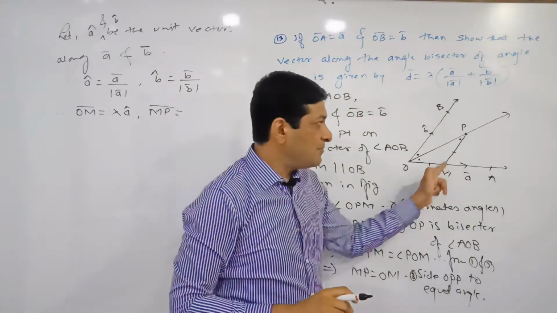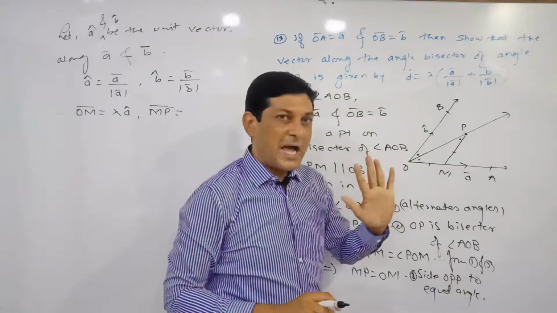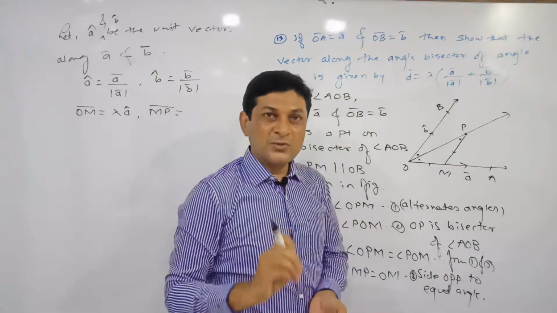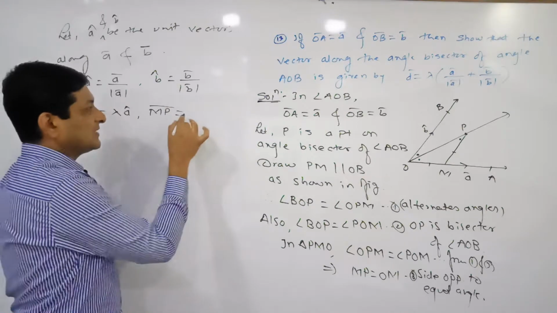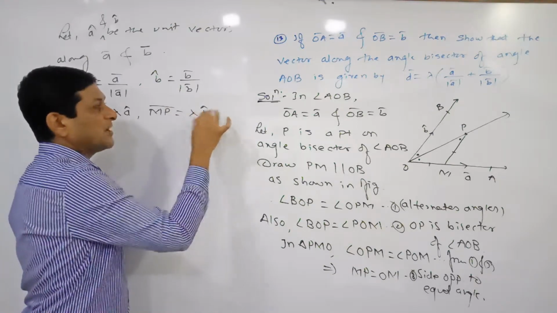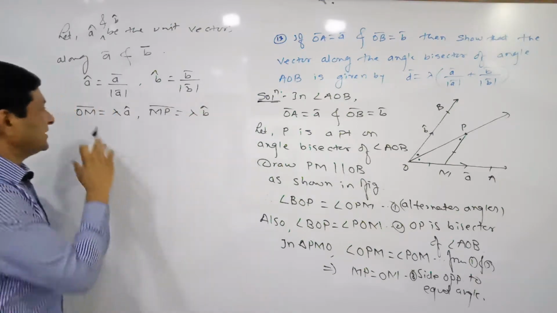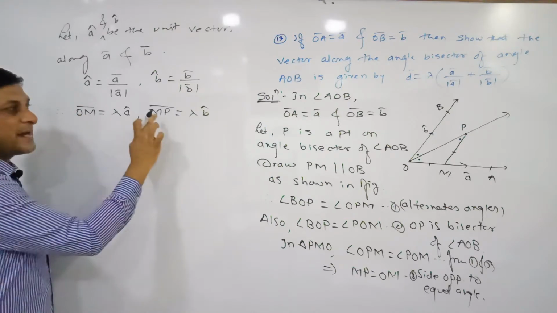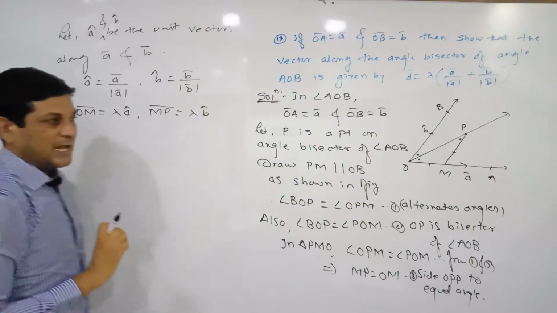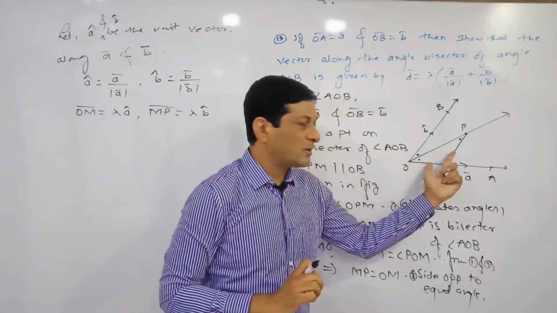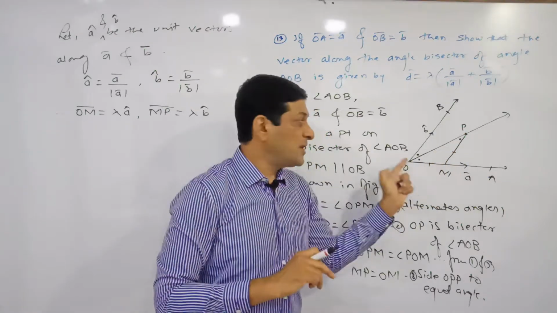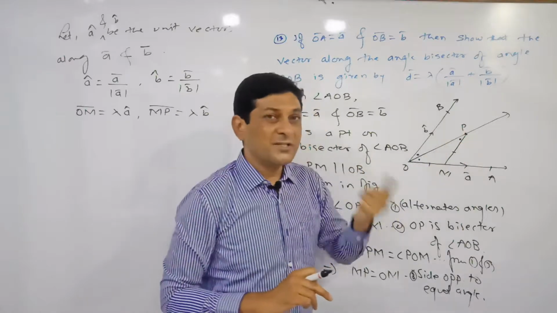Now here MP bar and B cap are parallel to each other. Since these two vectors are parallel, again which condition is satisfied? That one vector is expressed as a scalar multiple of another vector. Now we have got the value of OM bar and MP bar, and these are nothing but two sides of this triangle. Using this we are trying to find OP bar. What is the OP bar?